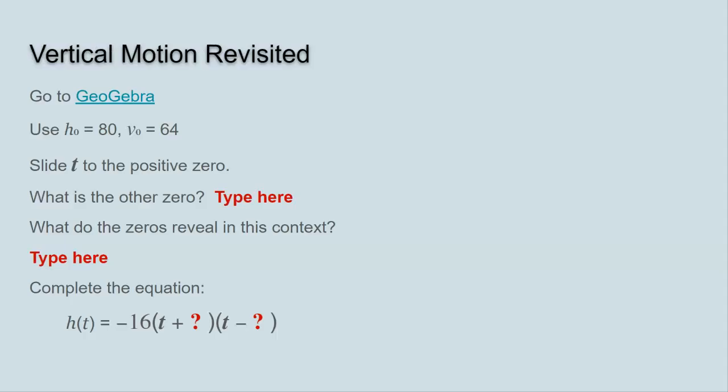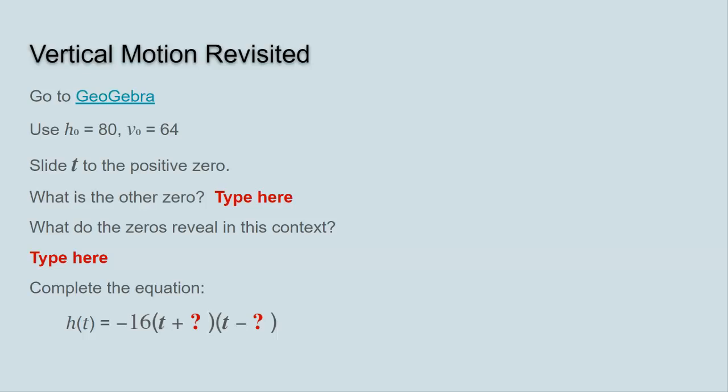And then finally, we're going to go back to our vertical motion model. And so in this case, we are going back to GeoGebra. It's the same app we used earlier. They're going to adjust the h sub 0, which is the initial height, and make that 80. And they're going to adjust the initial velocity, which is v sub 0, and they'll make that 64. And then they will slide the t to the positive 0. Now, that doesn't mean t is 0. It means it's a 0 of the function. So you may need to talk a little about that.